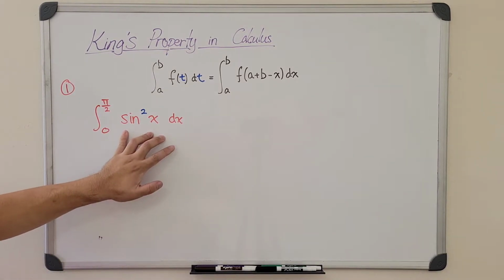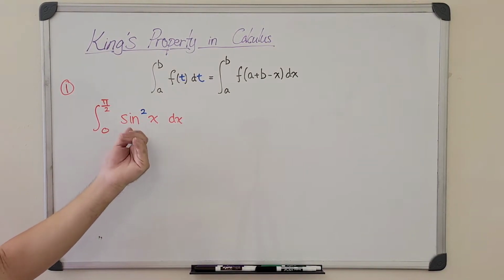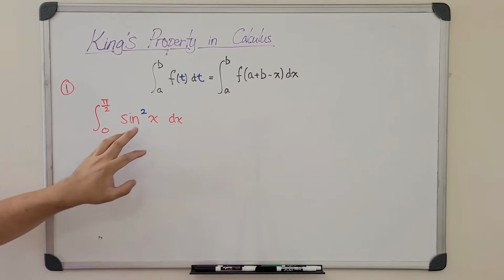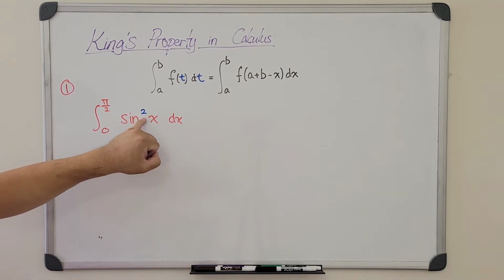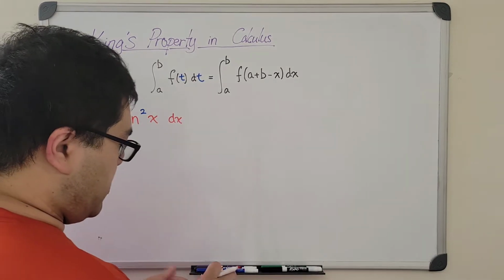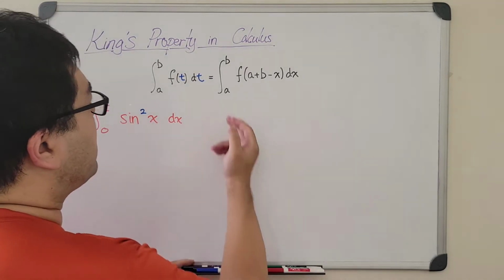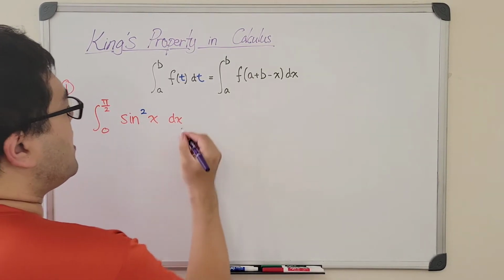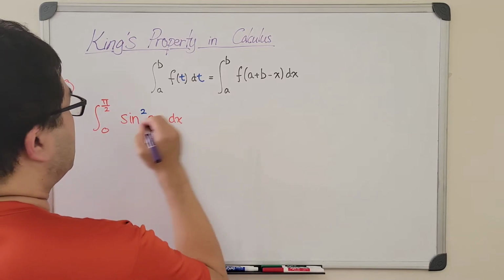So how do we find the value of this integral? Well, of course, one way to do it is to use some of the trig properties to make it into degree 1. Then we'll be able to use the antiderivative of the trig functions to get our result. But we can also use the property that we have learned to get the answer quickly. So let's call this integral I here.